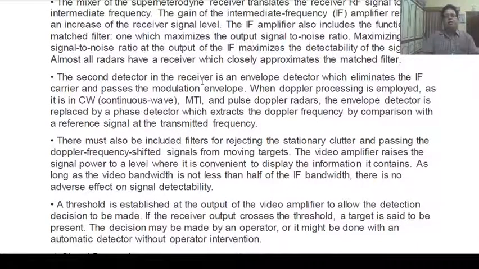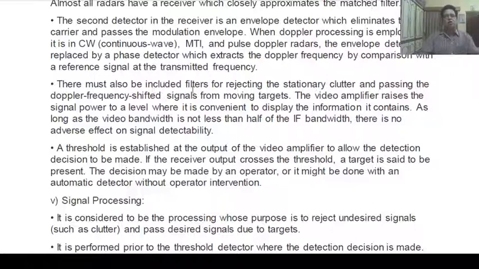The second detector in the receiver is an envelope detector which eliminates the IF carrier and passes the modulation envelope. When Doppler processing is employed, as it is in CW, continuous wave, MTI and pulse Doppler radars, the envelope detector is replaced by a phase detector which extracts the Doppler frequency by comparison with a reference signal at the transmitted frequency.